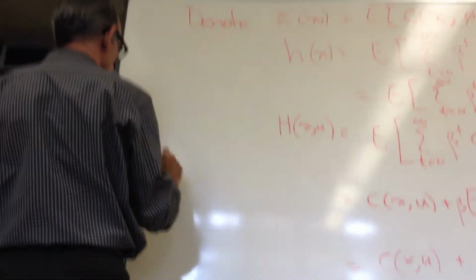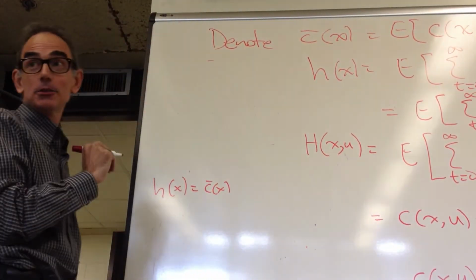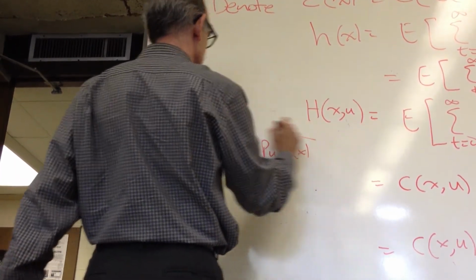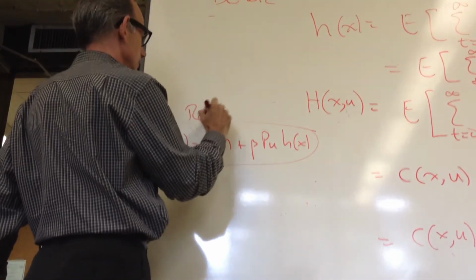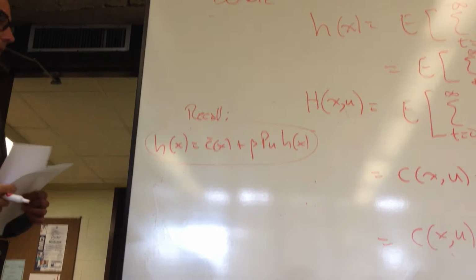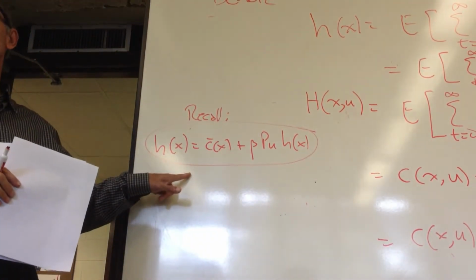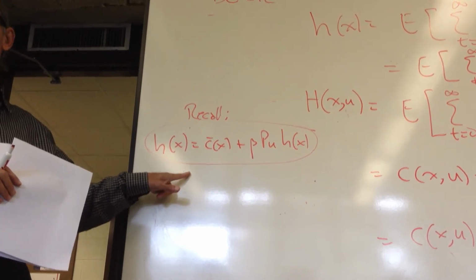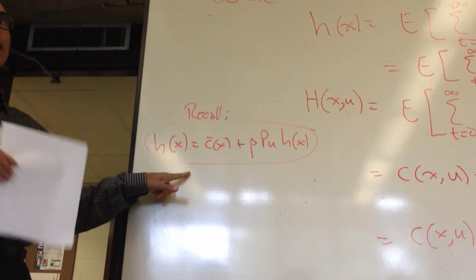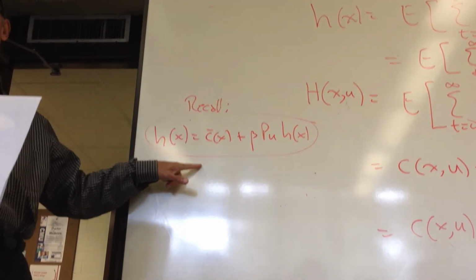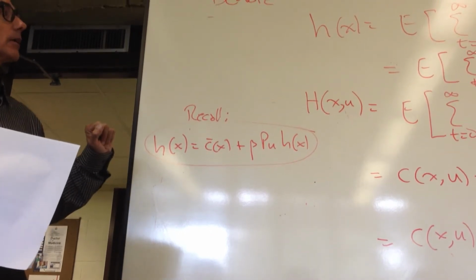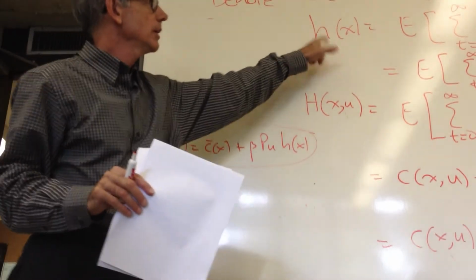Remember I said before that h of x plus c of x, I'll put a bar there now, plus beta P_u h of x. So this is exactly the same as this for the bivariate chain. And is this equality the optimality condition for the total cost? Optimality, there's no minimum here. So this is just the dynamic program equation for a fixed policy. So this function here satisfies this.